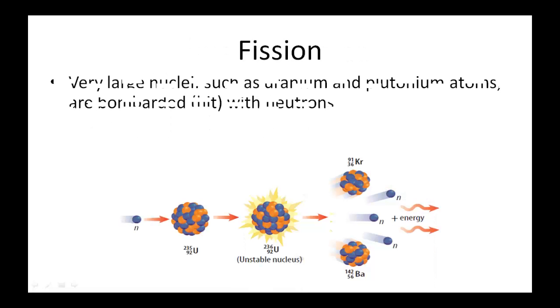During fission, very large nuclei, such as uranium and plutonium atoms, are bombarded with neutrons. That means hit with neutrons. Recall that atoms are made up of three parts: electrons, protons, and neutrons. The neutrons are the part that we're talking about here. You throw it at a very large atom, and it produces an isotope. That's an atom with extra or missing neutrons. In this case, we gave it an extra neutron, so the isotope has extra neutrons.